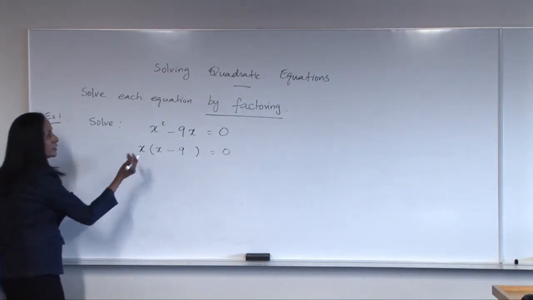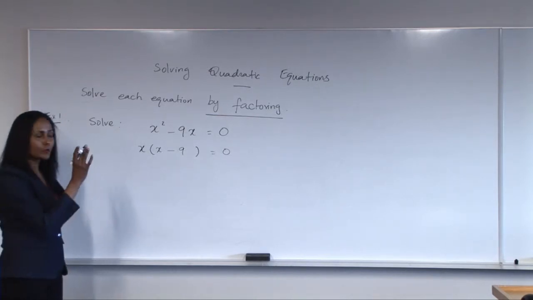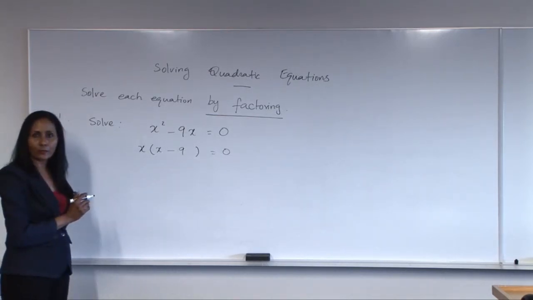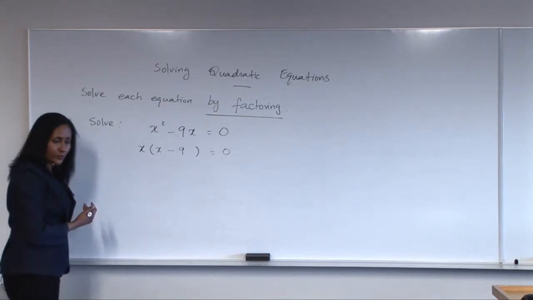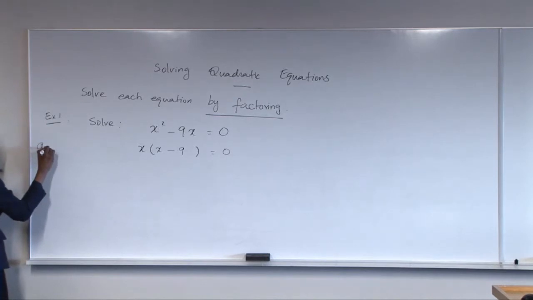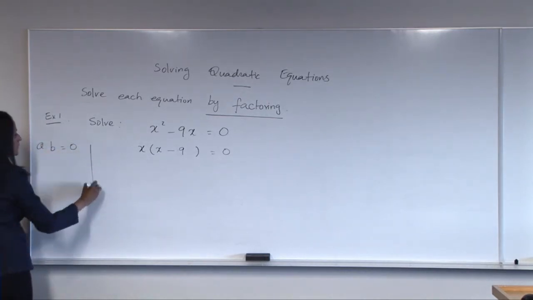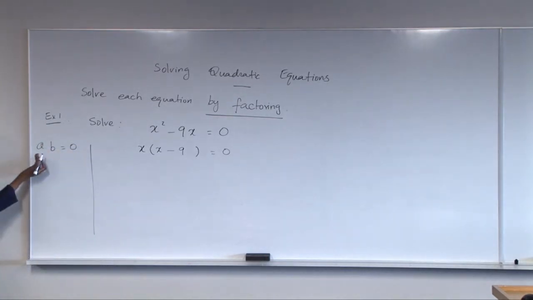Here we have a product of two factors equal to 0. So when will that happen? Either one of them must be equal to 0. For example, if a times b is 0, this is a definition. Product of two numbers is 0. What can you say about this? A has to be 0 or b has to be 0 to get a product of 0, right? So either a is 0 or b is 0, correct?